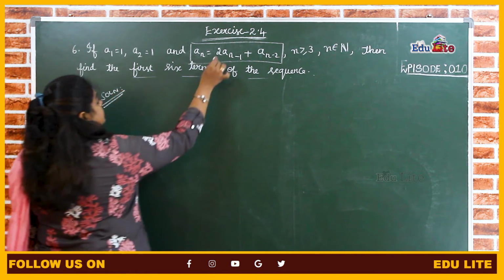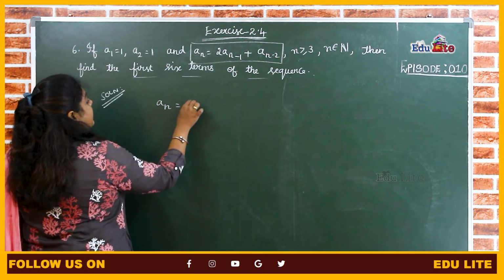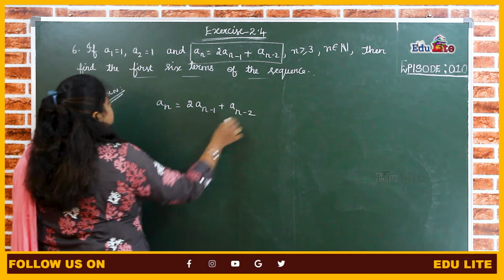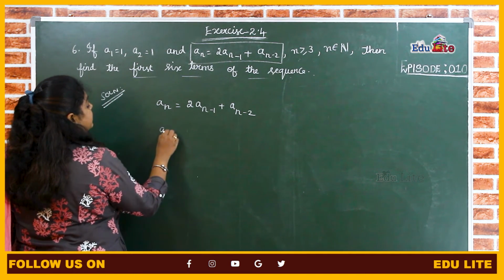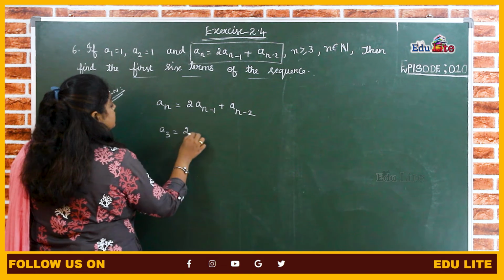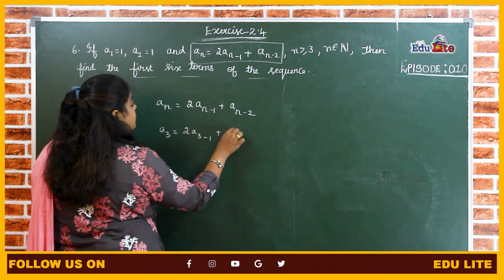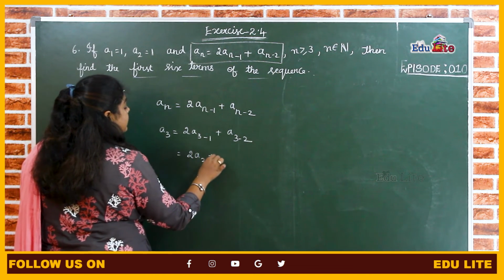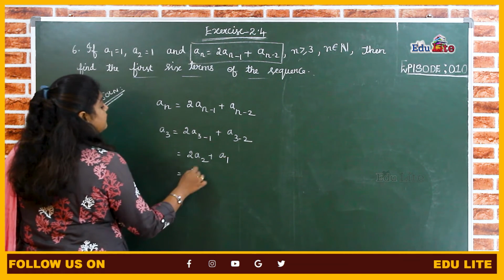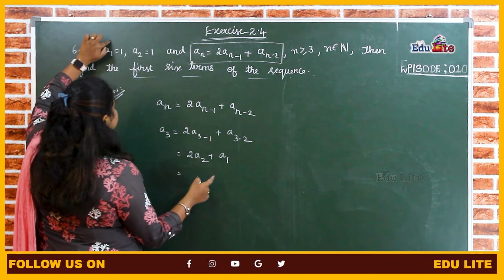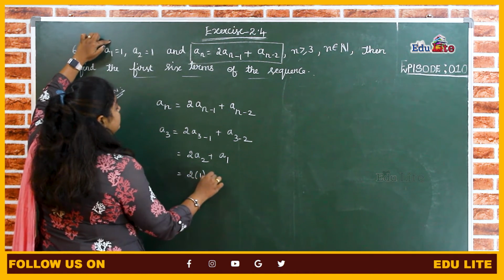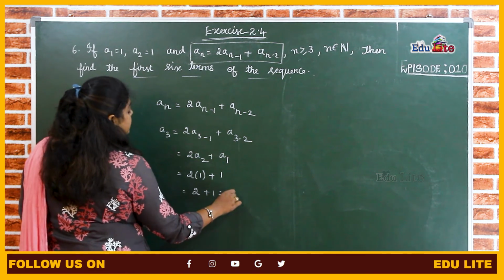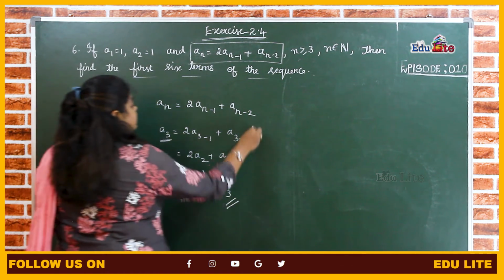Let us do one by one. To find the first 6 terms, we are given the nth term as an is equal to 2 into an minus 1 plus an minus 2. So, we have to substitute the value of n as 3 to find the third term. Therefore, 2a 3 minus 1 plus a 3 minus 2, 2a2 plus a1. We already have the value of a2 and a1 which is given in the question. 2 into a2 value is 1 as well as a1 value is also 1. 2 into 1 is 2 plus 1, 3. Thus, we have found out the value of a3.